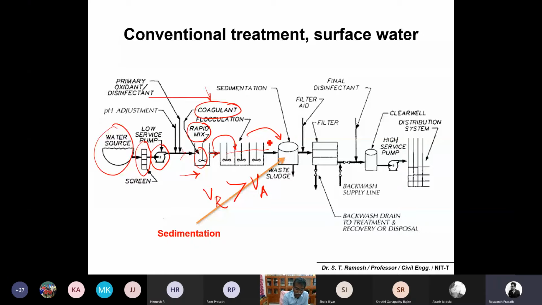Now we are here. The primary objective is to remove the floc materials. Bigger flocs have already been formed, and I'll allow the particles to stand. It is a very simple action: allow the particles to stand for some period of time. Because of gravity, particles start settling down. Whatever settles at the bottom, you can call sludge.